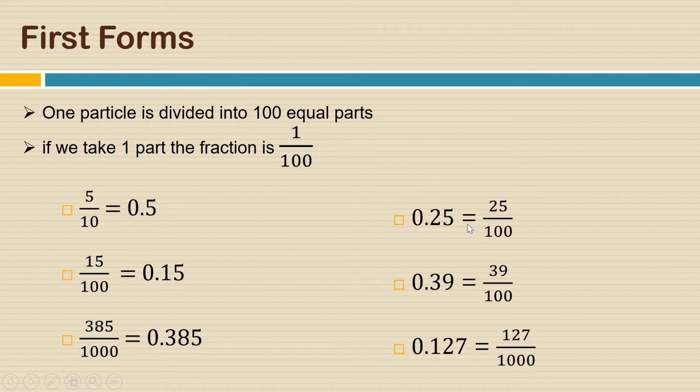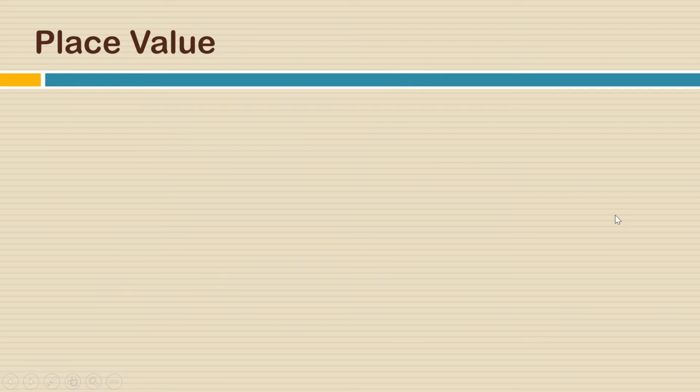0.25 is equal to 25 by 100, and the fraction of 0.39 is 39 by 100, and the fraction of 0.127 is 127 by 1000.